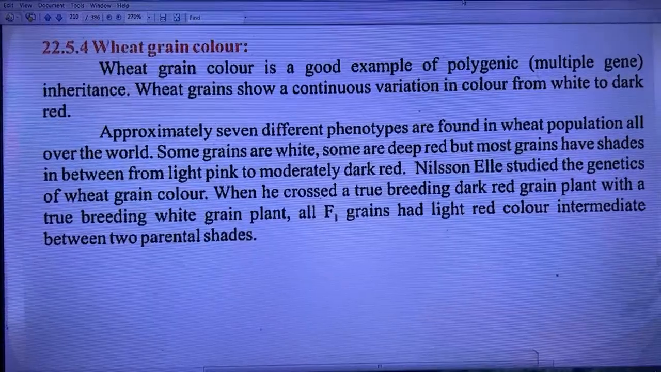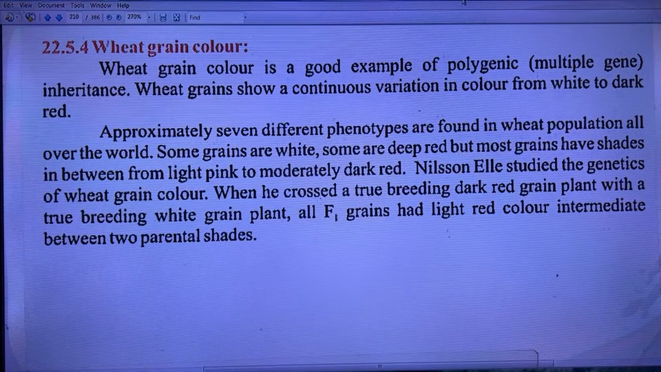Wheat grain color is a good example of polygenic, multiple gene inheritance. Wheat grains show a continuous variation in color from white to dark red. Approximately 7 different types are found in wheat populations all over the world. Some grains are white, some are deep red, but most grains have shades in between, from light pink to moderately dark red. Nelson studied the genetics of wheat grain color, and he crossed a true breeding dark red grain plant with a true breeding white grain plant.